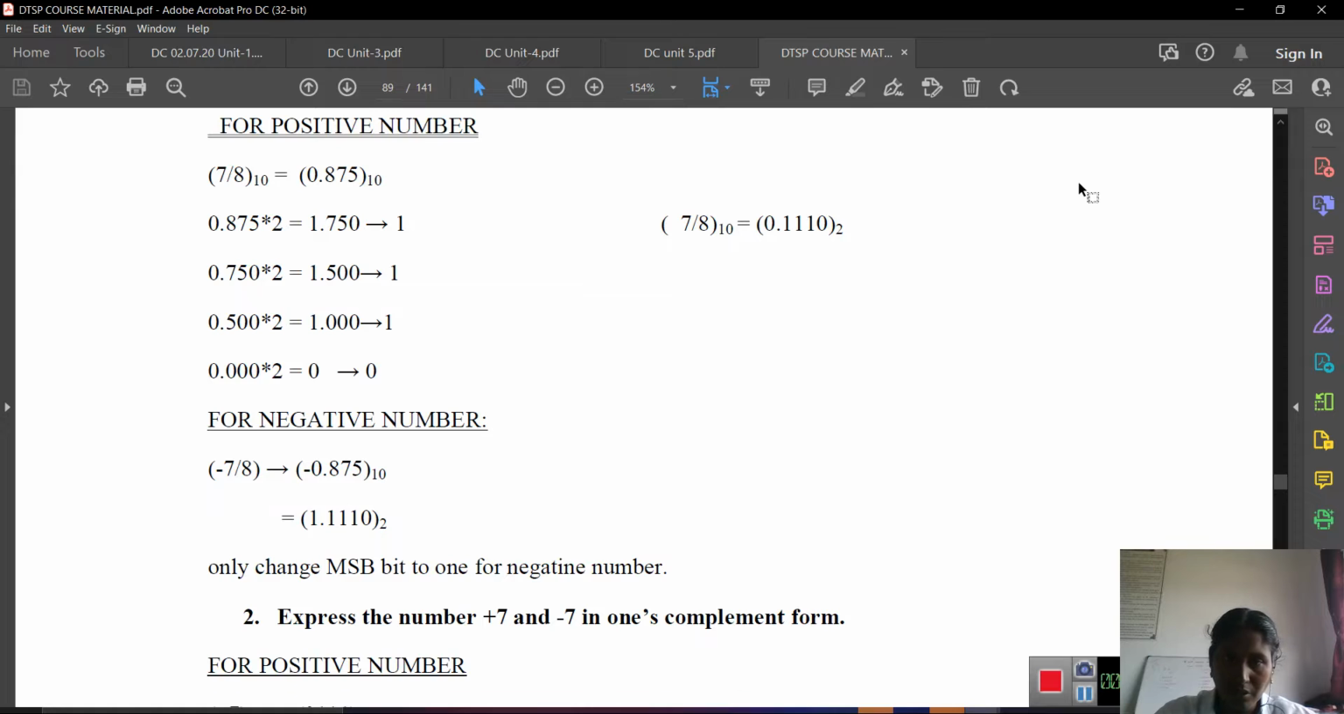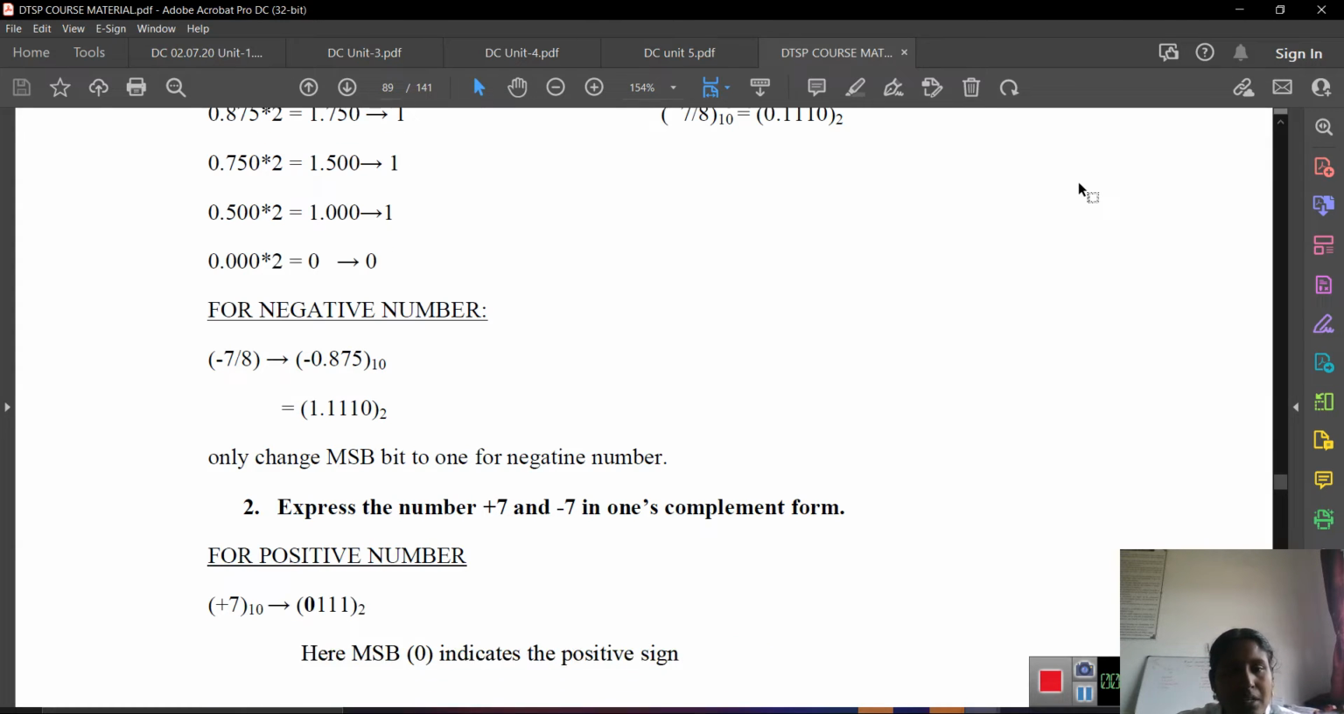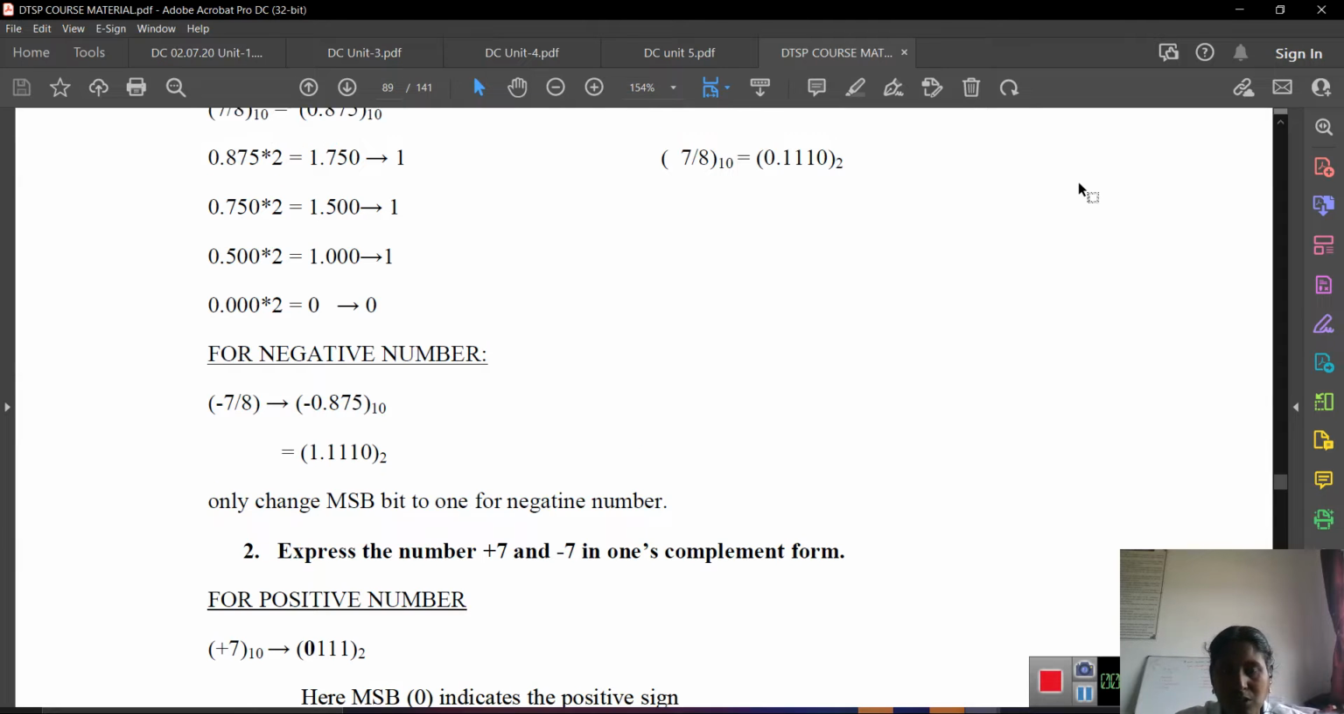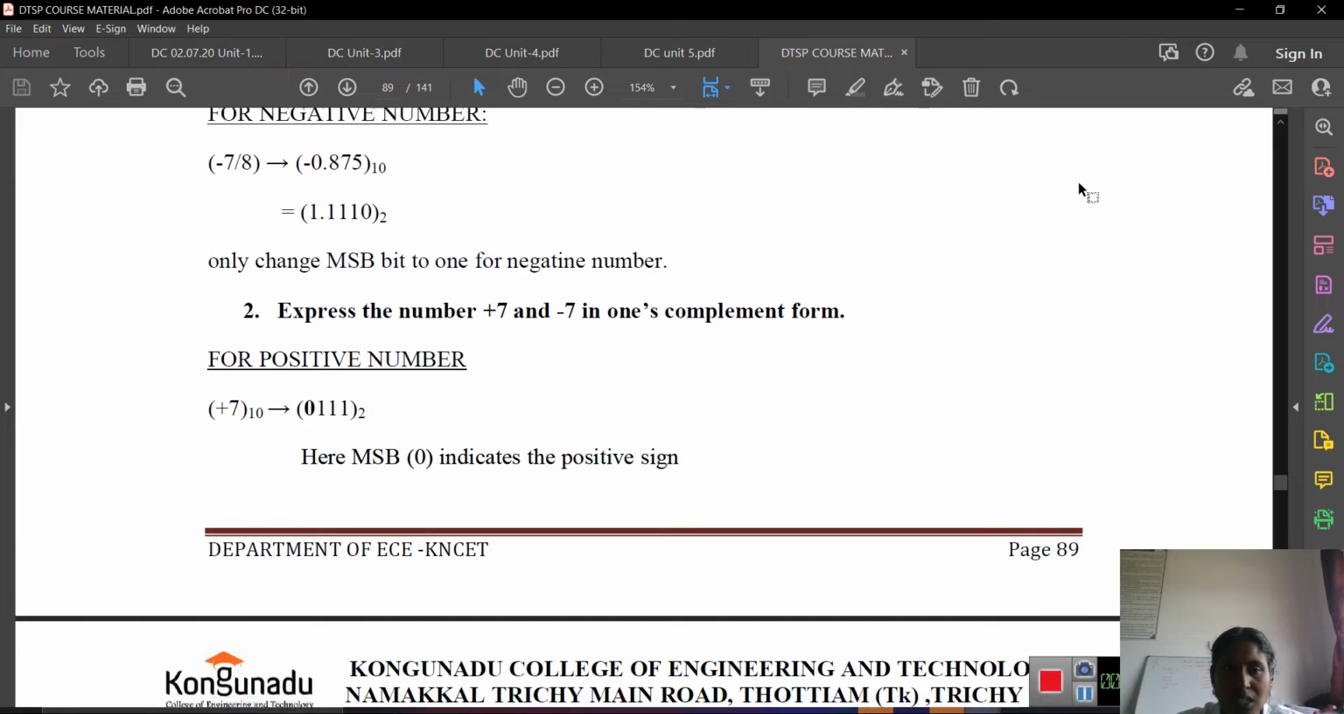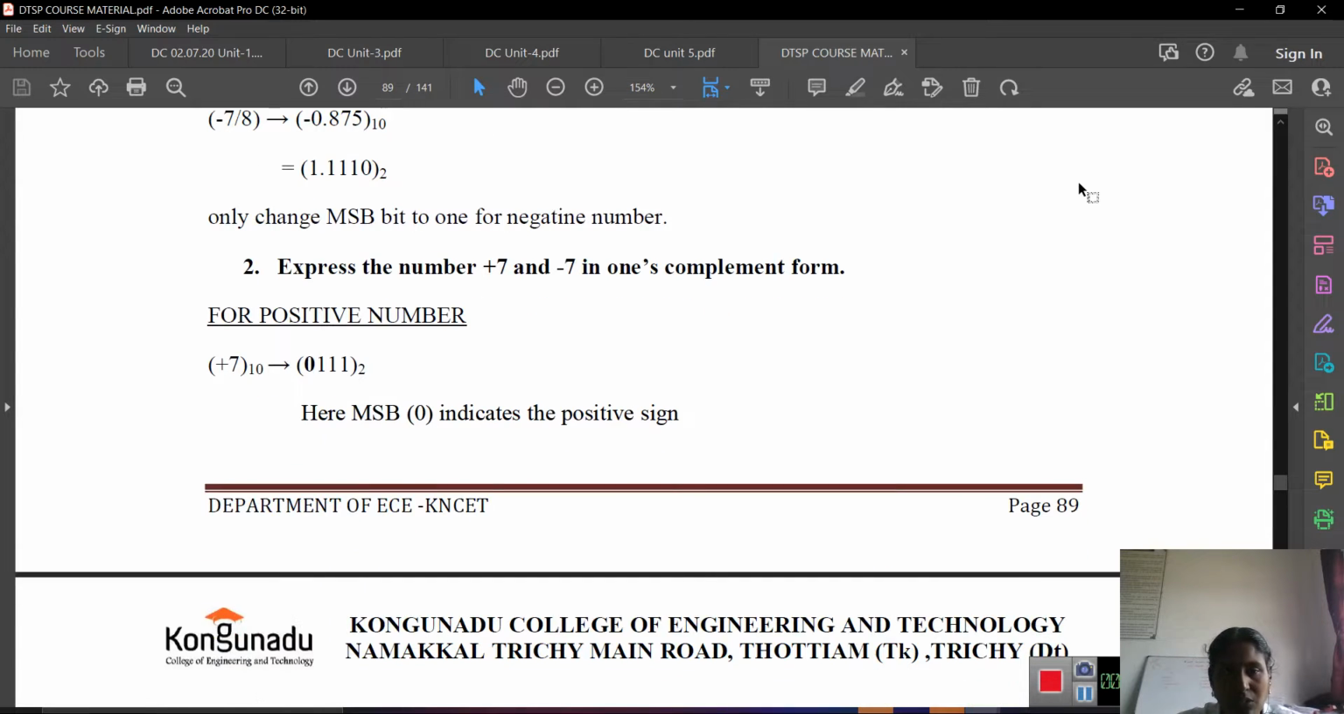So, now we take the value 0.1110. Now we have the negative number minus 7 by 8, that is equal to minus 0.785. At that time we have to put a 1, since it is a negative number, as the integer part. We have the value 1.1110 of 2, which only changes the MSB bit to one for the negative number.